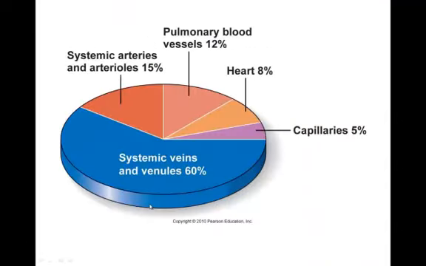So one quick look at this graph and then we're done. This is showing you all the blood at any given time. Around 60% of your blood is found in your veins. Only about 15% is found in the systemic arteries and arterioles, 12% in the pulmonary blood vessels, 8% in the heart, and 5% in your capillaries. So most of your blood at any given time is found in your veins. And that's it.